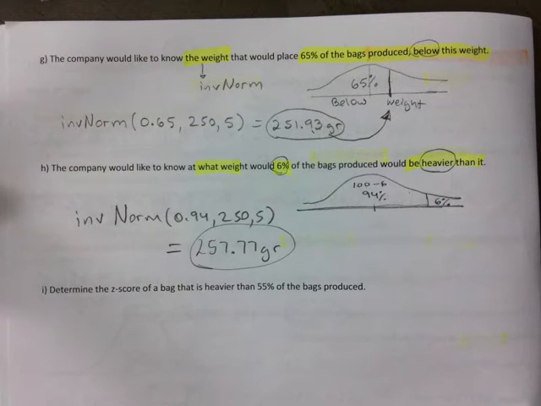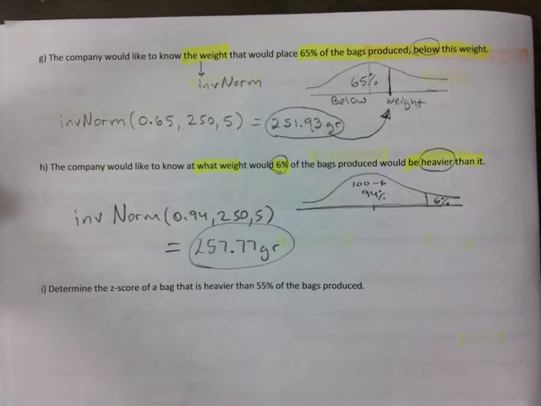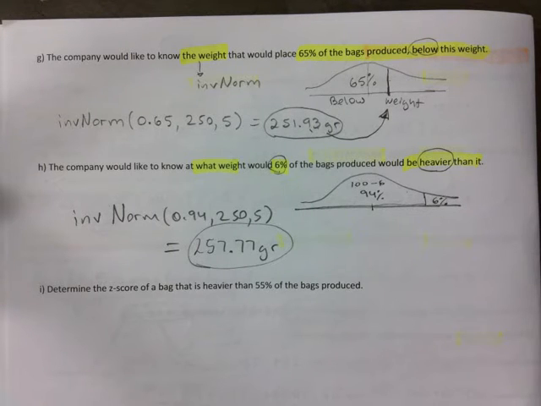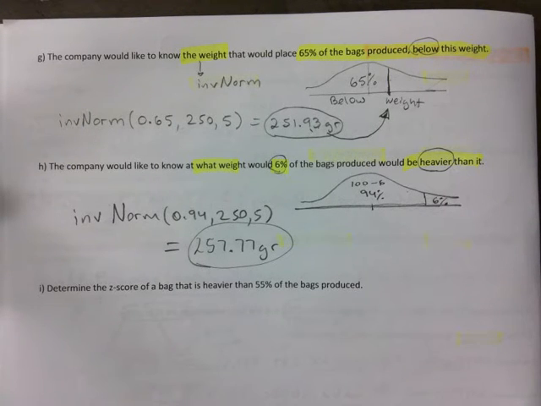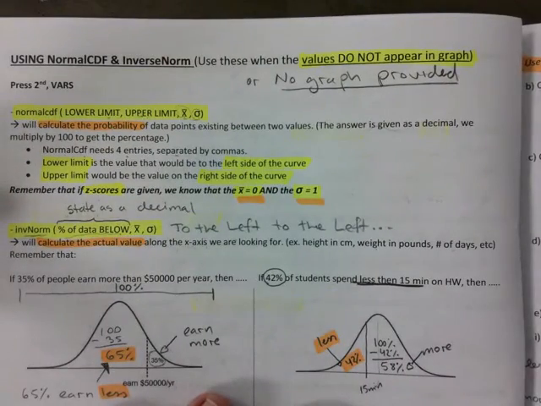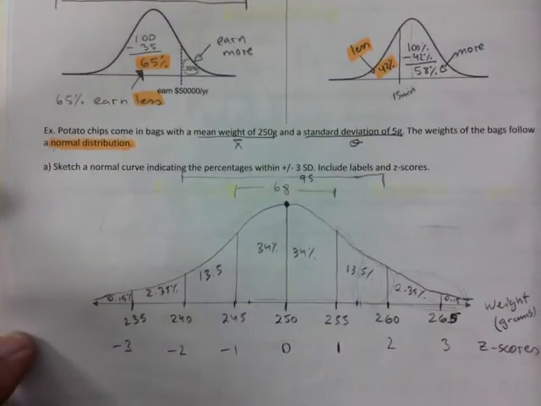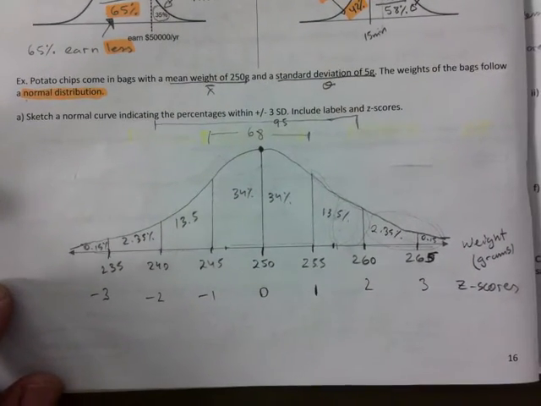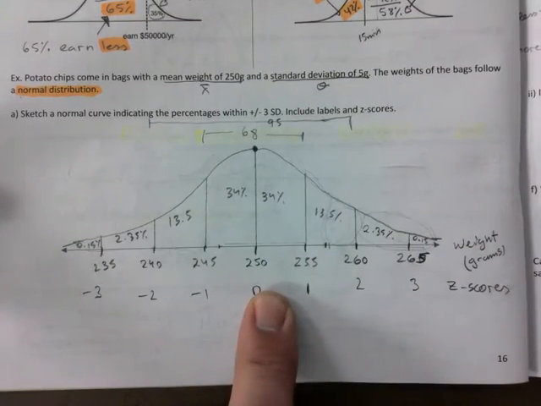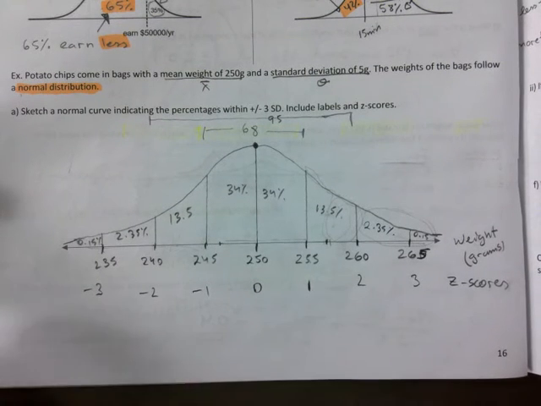All right. Go to page 18, please, and we will finish that question. And then I will ask you to do a few of your own. Okay, so page 18 in your notes. Everybody, let's go. So we're still dealing with the potato chips over on 16. We actually graphed this just to help us out, just to come back and check: does it make sense when we use Normalcdf and inverse norm?